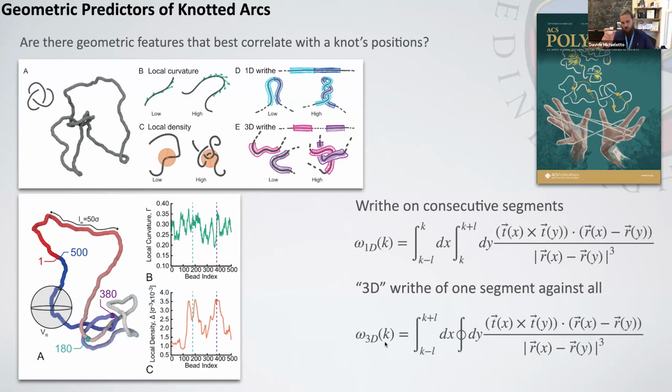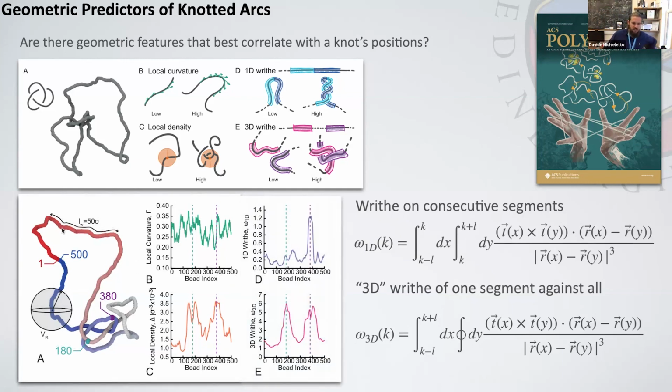So here, I can focus on one segment. Let's say segment K, and then I'm integrating from K minus L to K plus L, and then I'm integrating over the rest of the contour this integrand here. And this is telling me how much the segment K is writhing, is entangled with all the rest of the segments of the polymer.